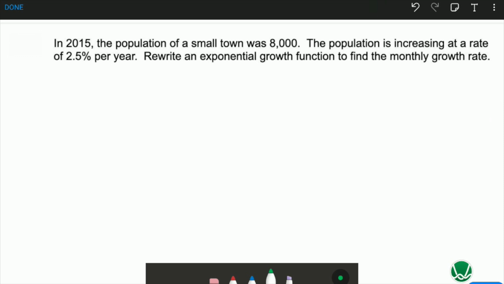So for this example, we have in 2015, the population of a small town was 8,000. The population is increasing at a rate of 2.5% per year. We're supposed to rewrite the exponential growth function to find the monthly growth rate. So this growth rate that they give us is a yearly growth rate.